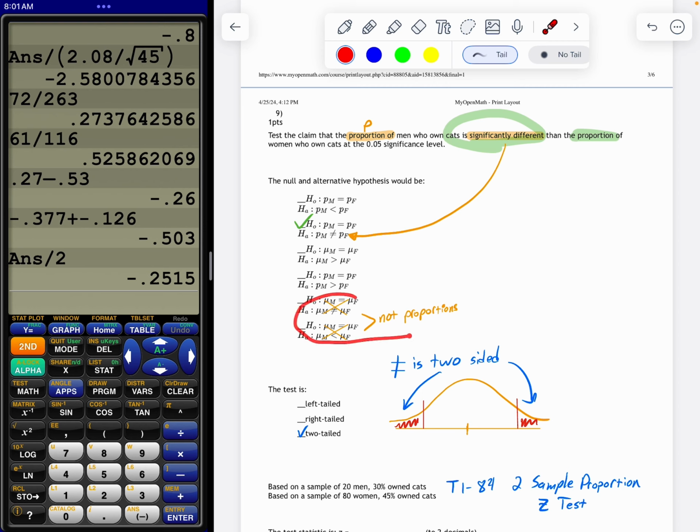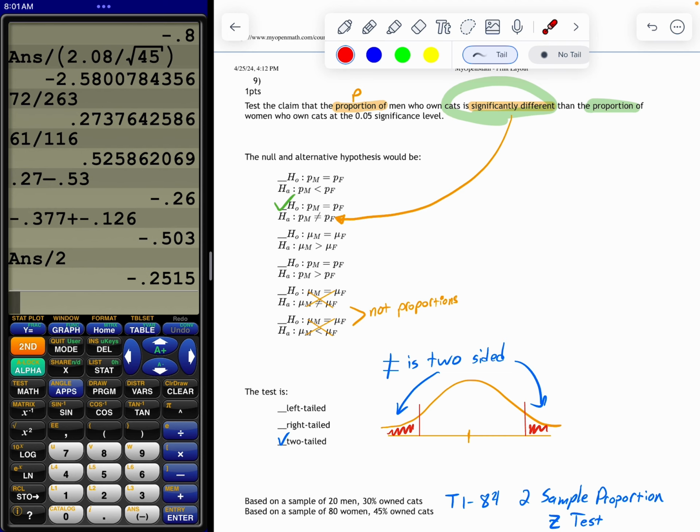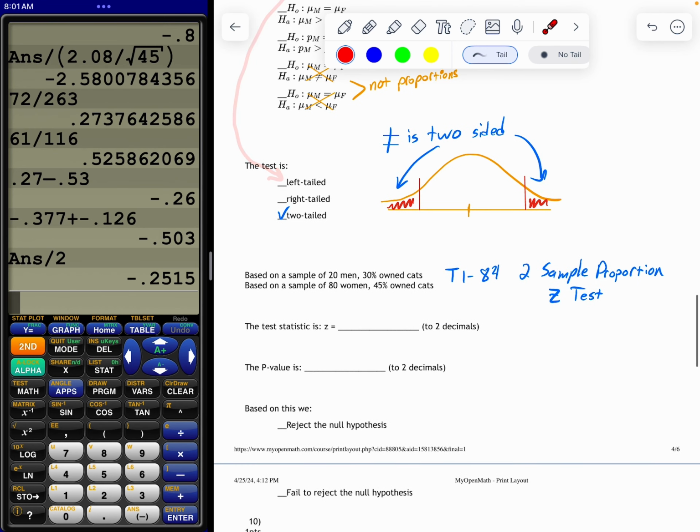Notice I have crossed these off because they're mu's. They are set up to be means, but we don't have means, okay? If you had a not equal to, that's two-sided, okay? If you had a greater than, that would be the right tail. If you had a less than, that would be a left tail. All right, here is the sample, okay?